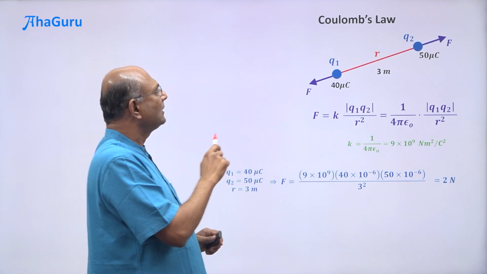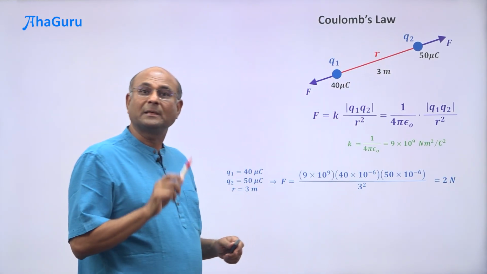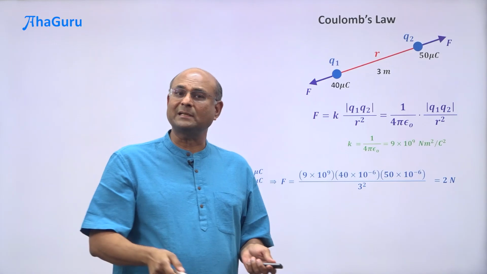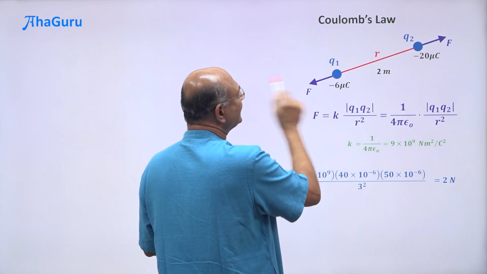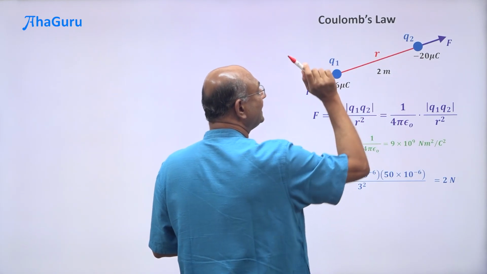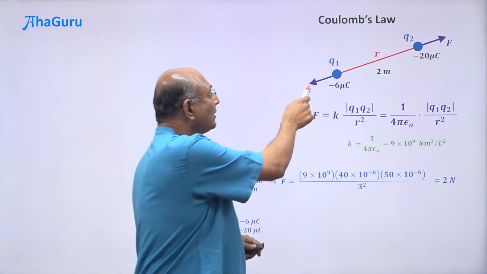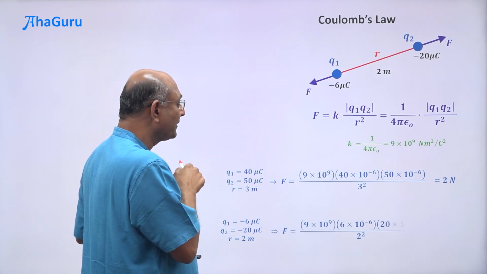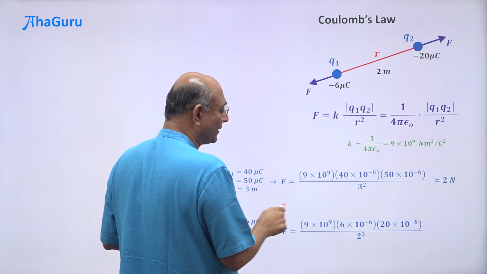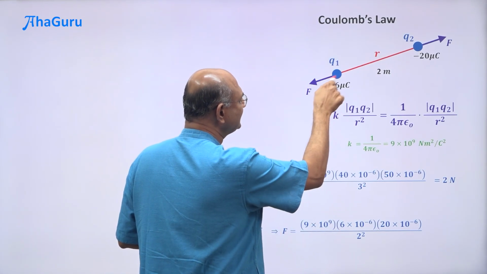Now I had positive and positive charge, so the force was repulsive. Suppose I had negative and negative charge, again the force will be repulsive. Let us put some negative charges. Minus 6 microcoulomb, minus 20 microcoulomb separated by a distance of 2 meters. What will be the force now? Well, we can use the same formula. So F is K Q1 Q2 by R square. K is 9 into 10 power 9. Q1 is minus 6 microcoulomb.